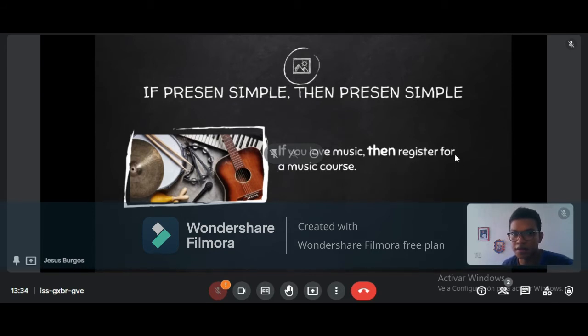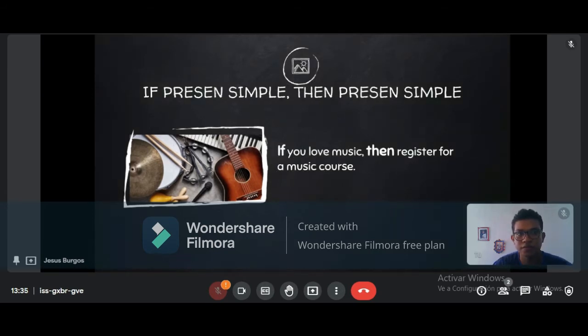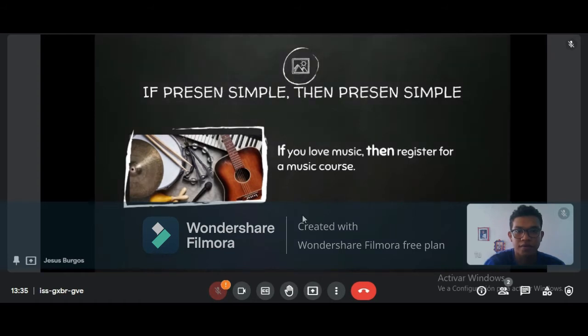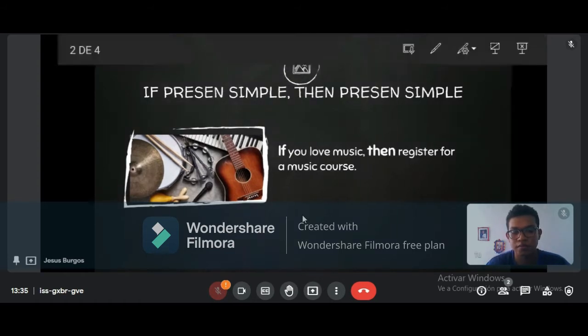Here, if, yes, now present simple. Present simple here, you love music, comma, then. Yes. Present simple again, register for a music course. Good. Second example.